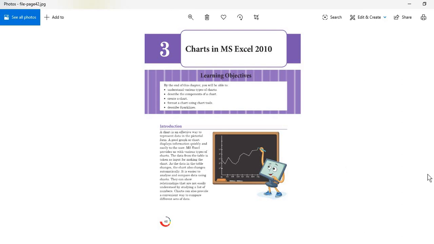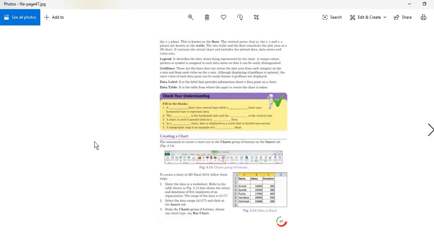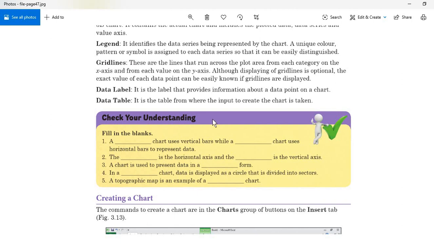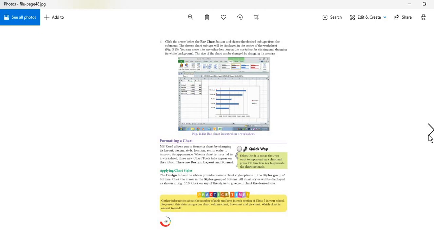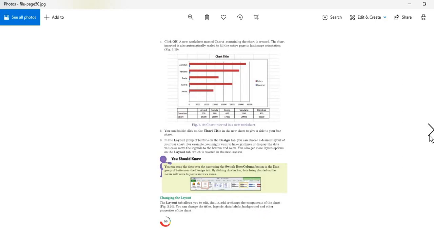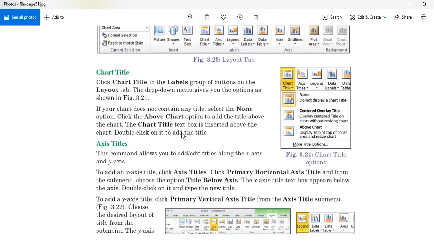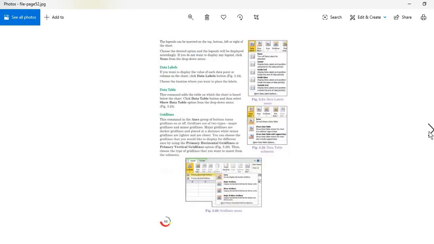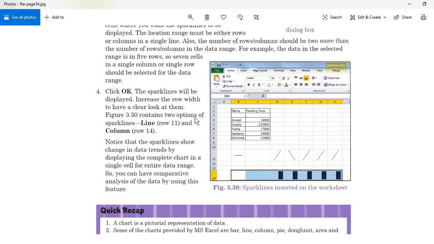Now the thing is, last week we discussed what the components of the chart are, right? What is legend, what is grid line, data label, data table, right? Those who have watched the videos, I can tell that they know what I'm talking about. Formatting the chart or editing the chart, moving the chart, changing the layout, what is the chart title, axis title, everything I discussed last week, right? About the grid line, about the spark lines, every single thing I have discussed last week.